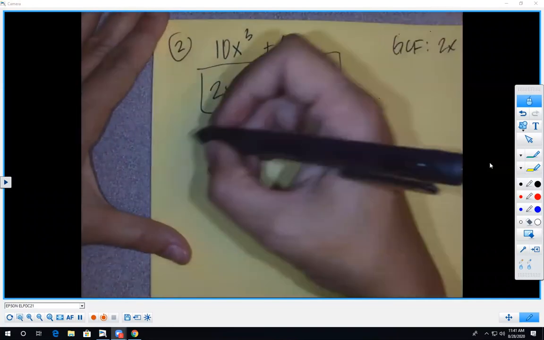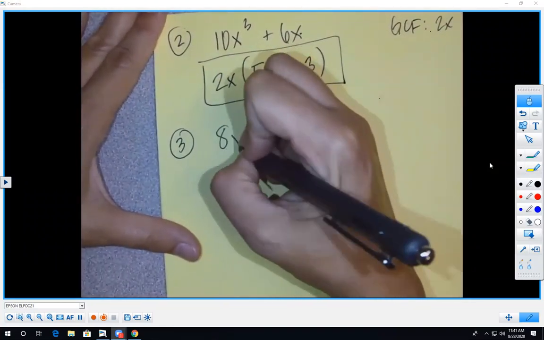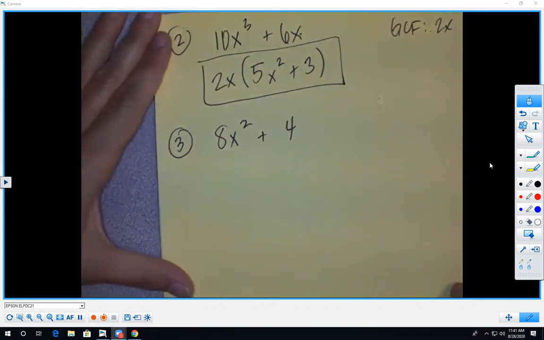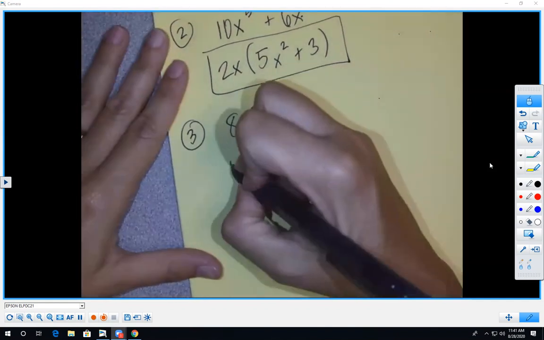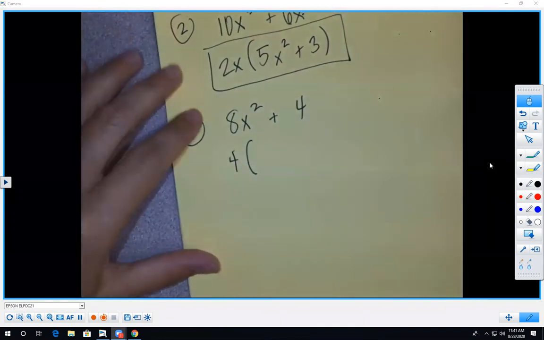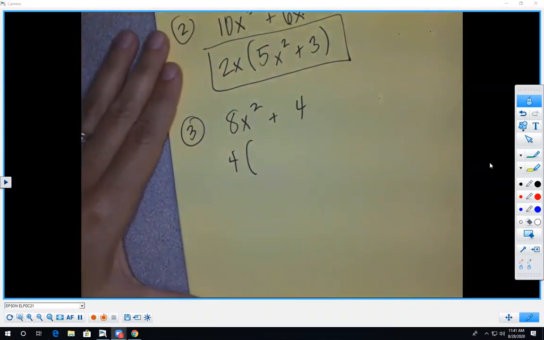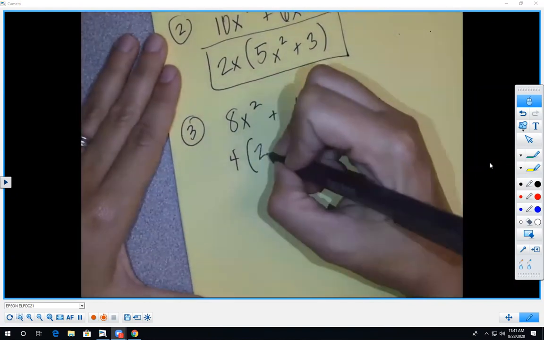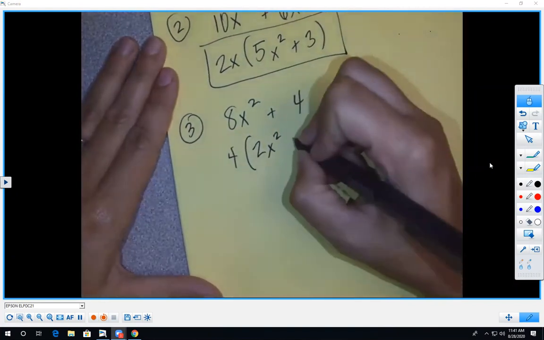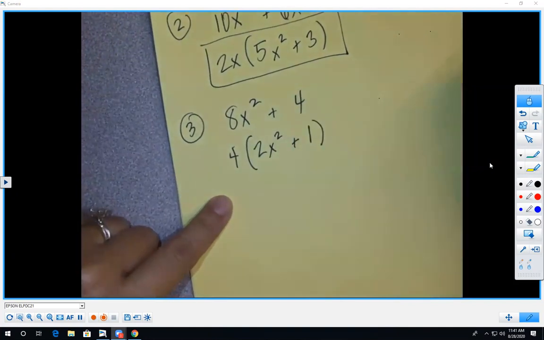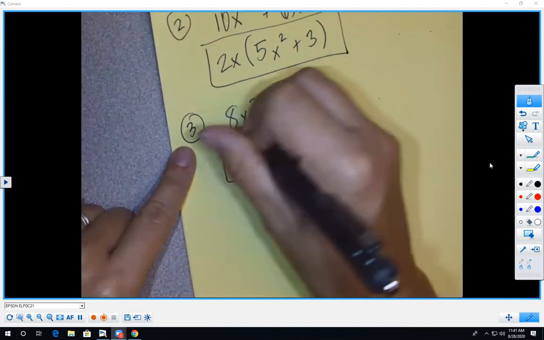Okay, what about if I had 8x squared plus 4? Yep, the greatest common factor here is 4. When I divide 4 out of the first thing, 8x squared divided by 4? 2x squared. Plus, what's 4 divided by 4? 1. You have to put that 1 there. And that's your answer.